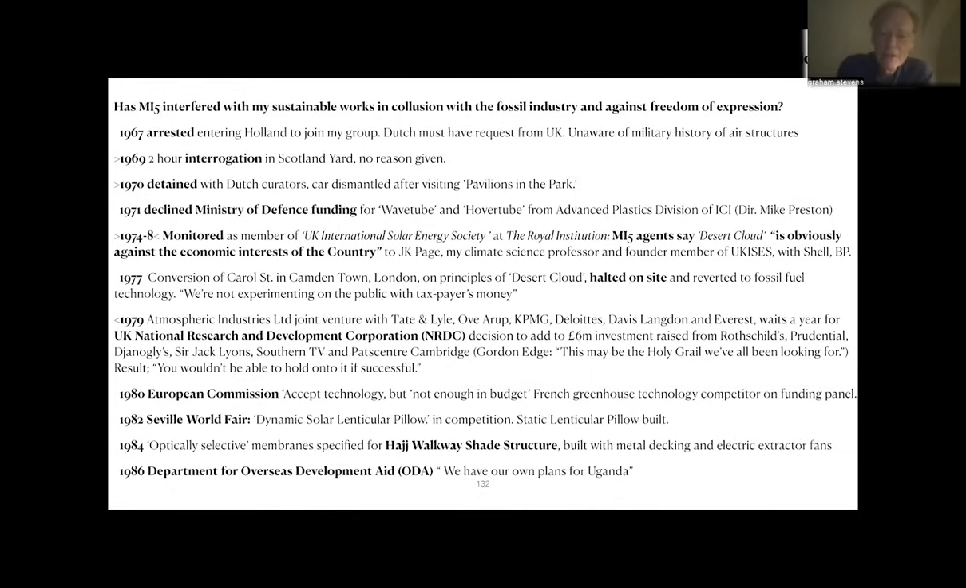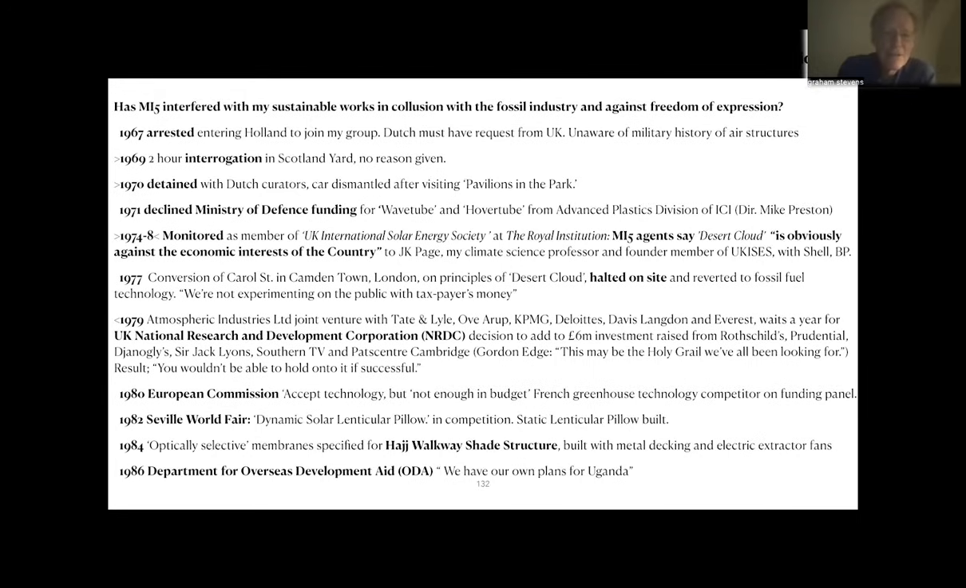But by coincidence, the French greenhouse technology competitor for greenhouses was on the funding panel, which is neither here nor there, I'd say. But that was the kind of blockage we were getting.